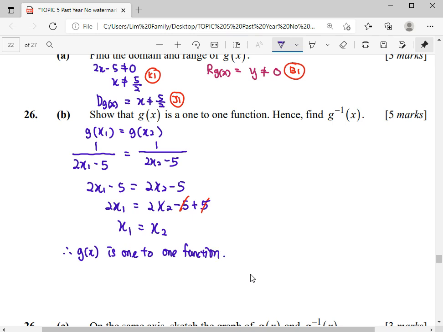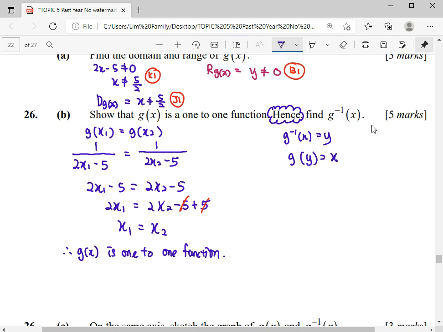Only a one-to-one function can be inverted. That's why they say hence. Hence means there is a related concept here: when g(x) is one-to-one, it can be inverted. So the question asks us, hence, to find the inverse function of g(x). For finding the inverse function, we start with g inverse x equals y. Then we invert the function: domain becomes range, range becomes domain.